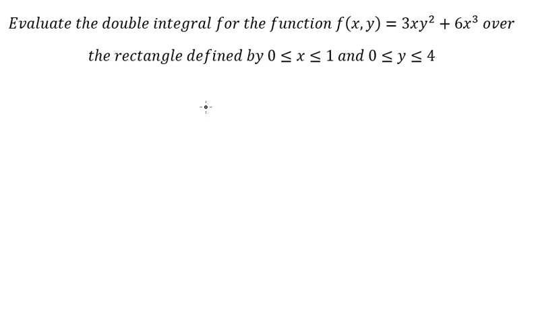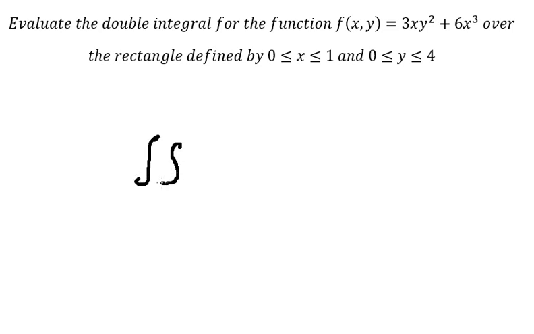Hello everybody. So today I want to talk about calculus. The topic is about double integrals. Now I want to show you how to answer.